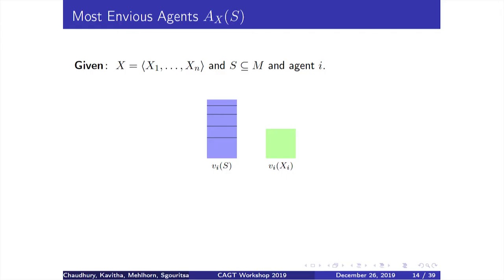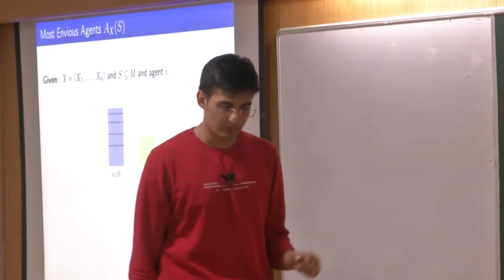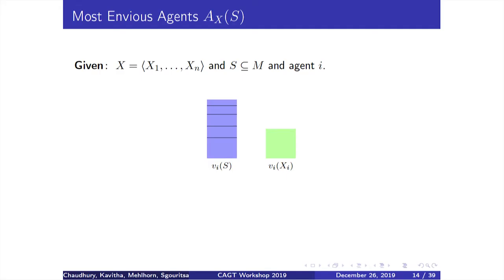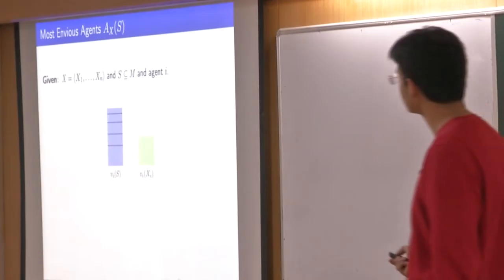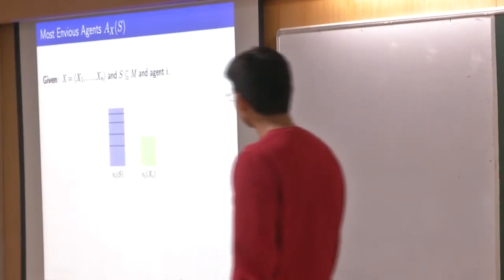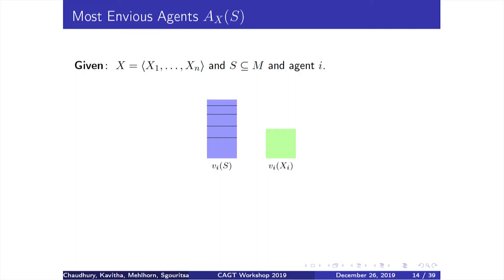Now a simple tool, but one that is very crucial in proving the main result, is the notion of what I call the most envious agent. Here, I want to quantify the amount of envy any agent has for any set. So consider this example where you have an agent and a set S. The agent currently has the bundle Xi, and he clearly envies the set S, because it is more valuable. These are the goods stacked one on top of each other, sorted according to the valuation the agent has for the goods. So agent i clearly envies set S.